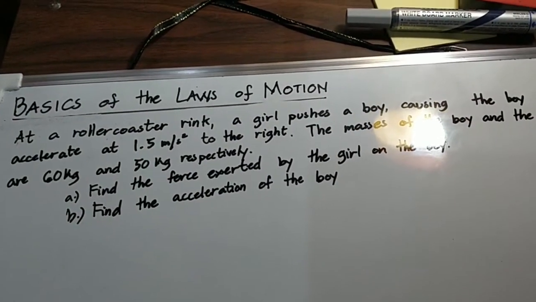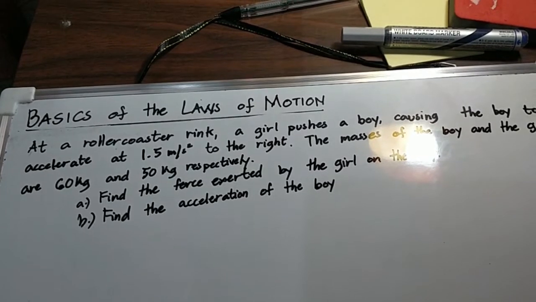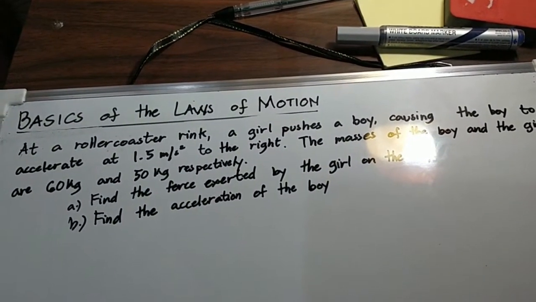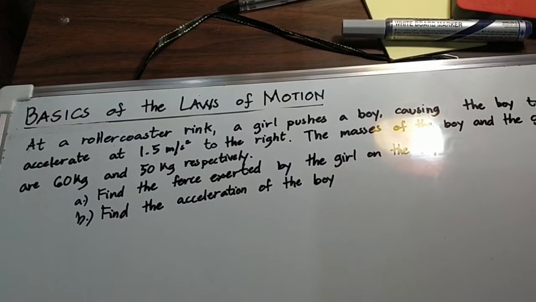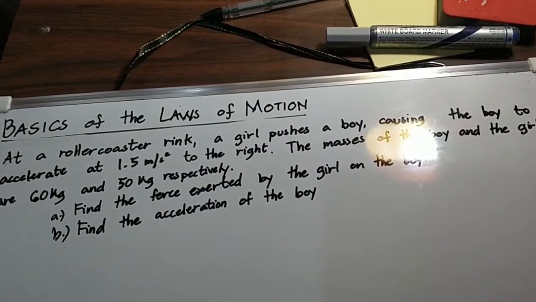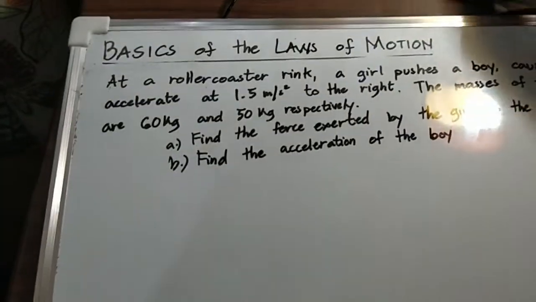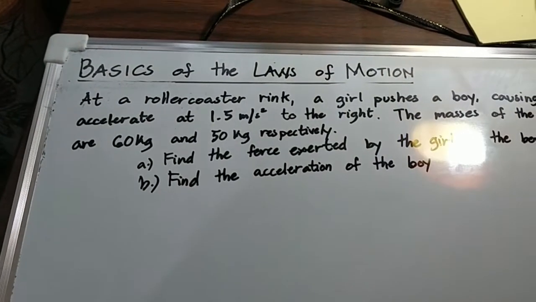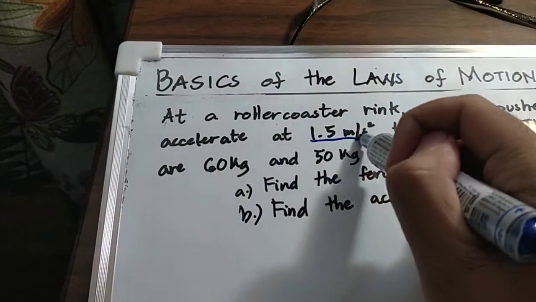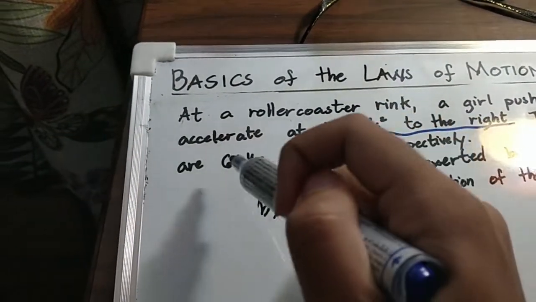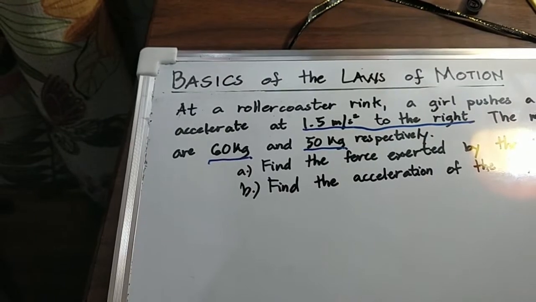At a roller coaster rink, a girl pushes the boy, causing the boy to accelerate at 1.5 meters per second squared to the right. The masses of the boy and the girl are 60 kilograms and 50 kilograms respectively. Find the force exerted by the girl on the boy, and find the acceleration of the girl. So first, locate the given information. So meron tayong 1.5 meters per second squared to the right, 60 kilograms para sa boy, and 50 kilograms para sa girl. So yun lang.